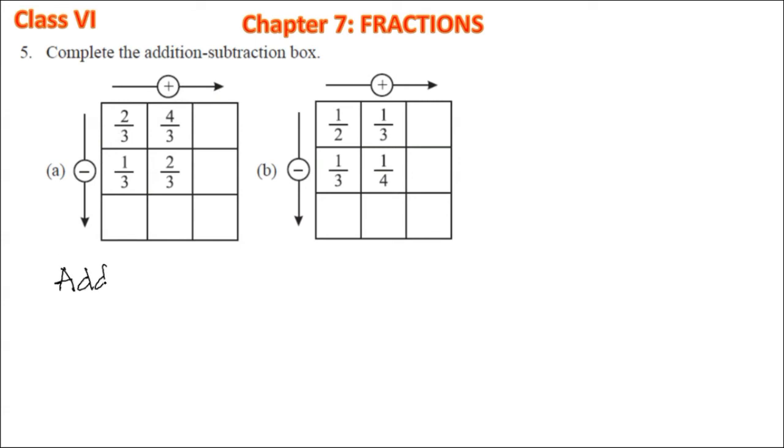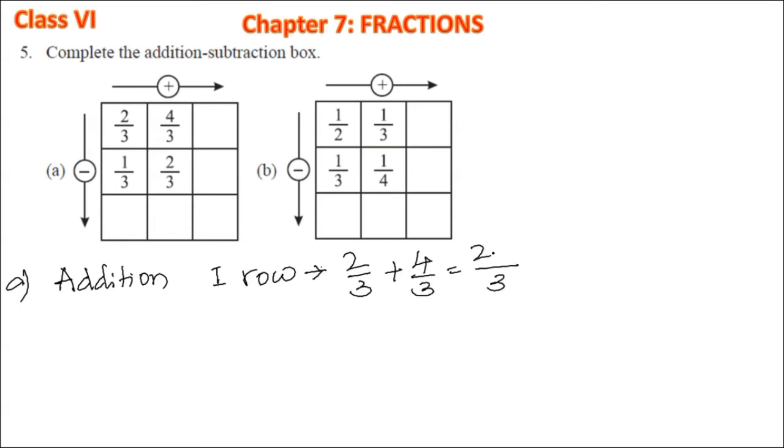I'll be telling first, in that addition row wise. First row. What is the first row? It is 2 by 3 and 4 by 3 added together. 3 is the LCM, 2 plus 4 is 6. 6 by 3. If you further simplify, we get it as 2. So here the answer is 2.